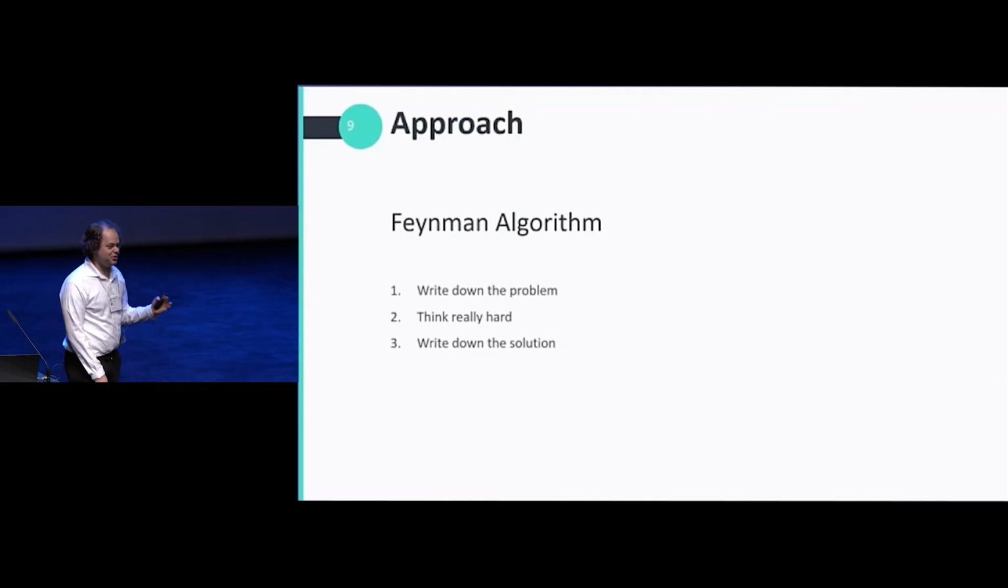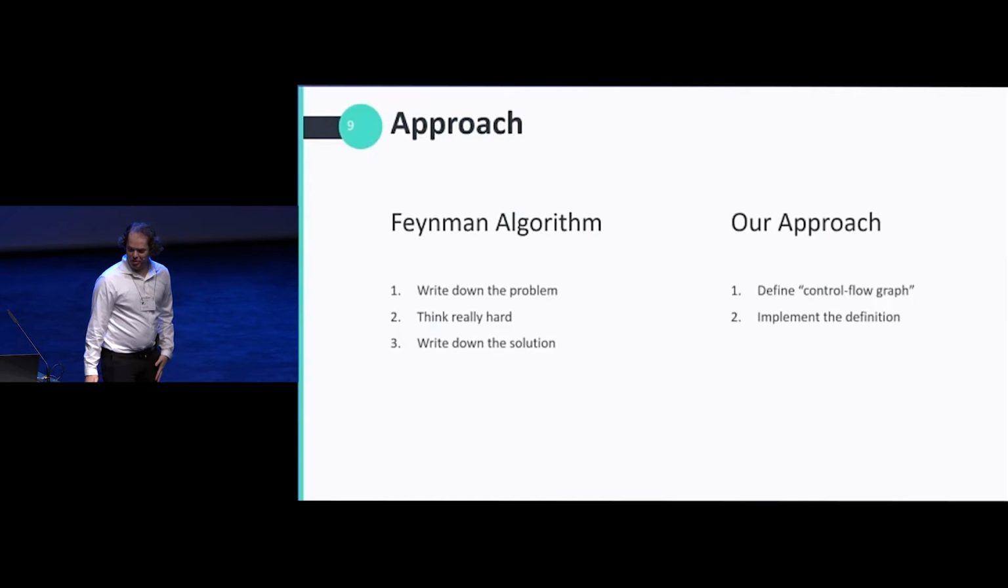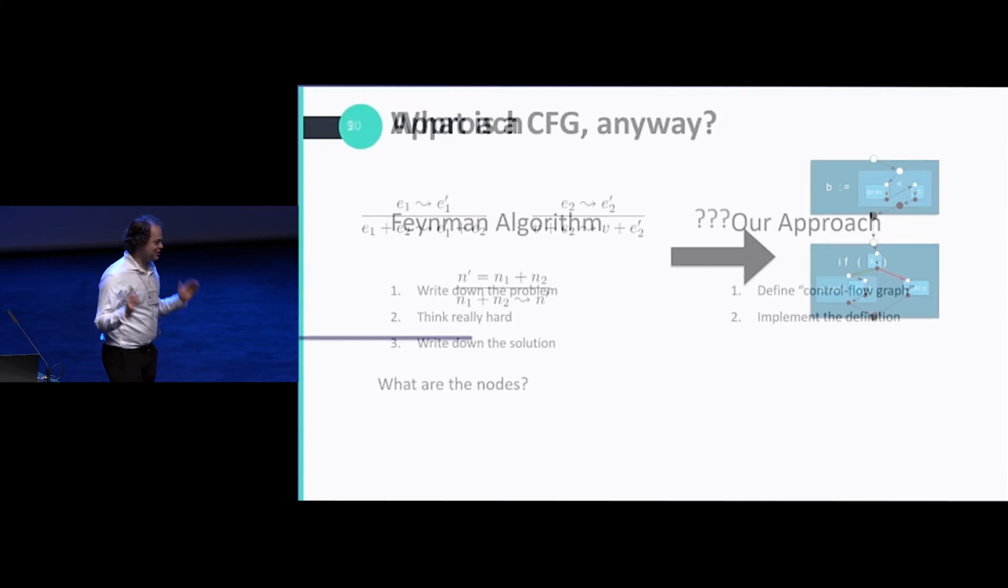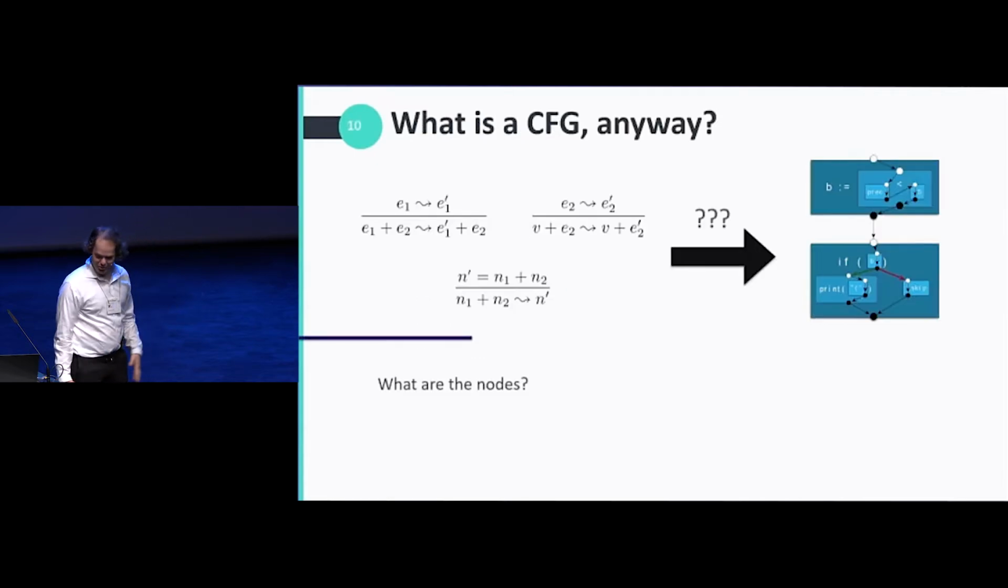So starting to do this. Richard Feynman gives a very great general algorithm for solving problems, which is to write down the problem, think really hard, and then write down the solution. And so inspired by him, we're going to solve this by defining control flow graph and then implementing the definition. Because it turns out that after 60 years, no one's really defined control flow graph from first principles.